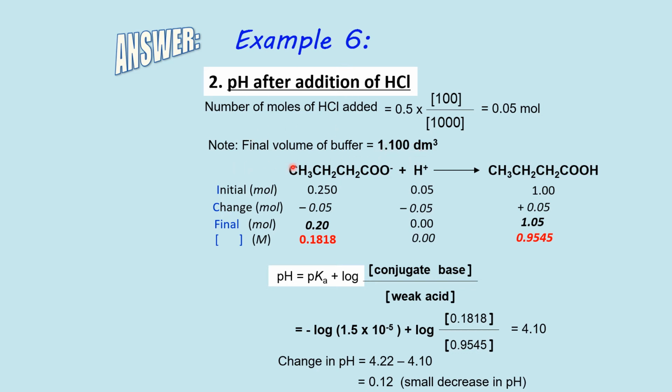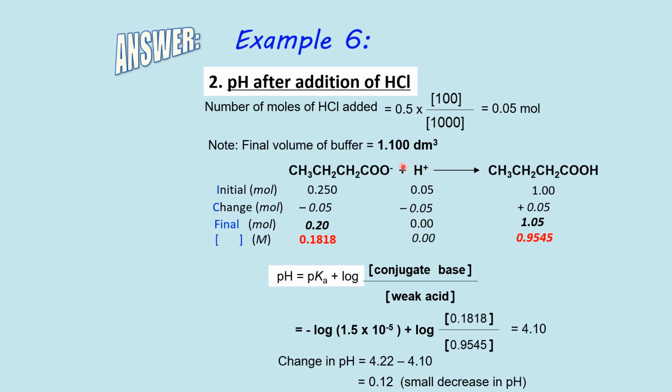Now we have to write down the equation. The strong acid added reacts with the conjugate base, so it will form butanoic acid. So this is the initial mole for each of the components. The added acid is the limiting reactant, that's why minus 0.05 for the reactant side and positive 0.05 for the product side. So summing up, the final mole of the butanoate ion is 0.2, and then we divide it by 1.1, so this is the new concentration for the butanoate ion.